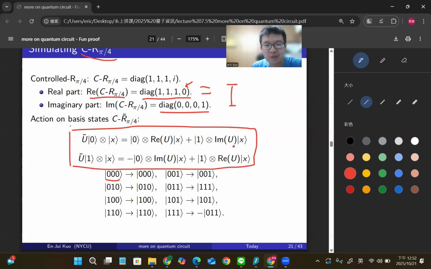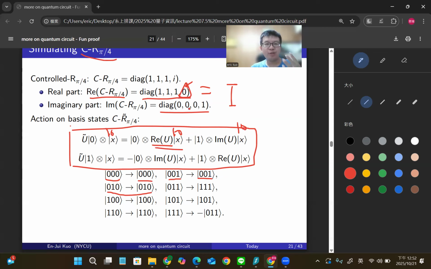There's no imaginary part, right? So you get 0, 0, 0. And for 0, 0, 1, when the first bit is 0, x is 0, 1, right? The real part acting on 0, 1 is still 1, and there's no imaginary part. So you can see that when the first bit is 0, the cases are the same. You get 1, 0, 1, 0, so these are the same, with no imaginary part.